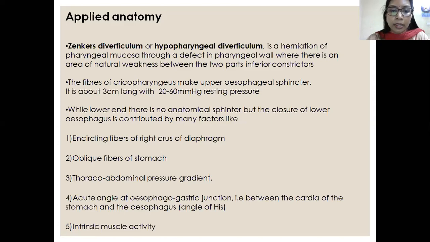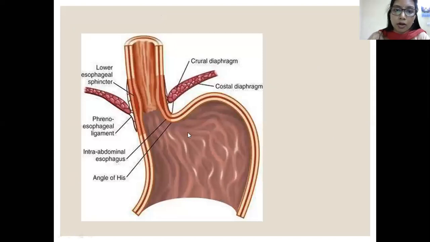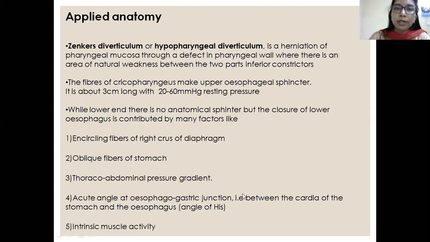Also the angle of His, which is an acute angle at the esophagogastric junction between the cardia of the stomach and the esophagus. So this is your angle of His. This is your cardia, this is your esophagus, this is your angle of His. And also the intrinsic muscle activity of the muscle of the esophagus. So these are the factors which contribute to the closure of the lower esophageal sphincter, though there is no actual anatomical sphincter present in this area.